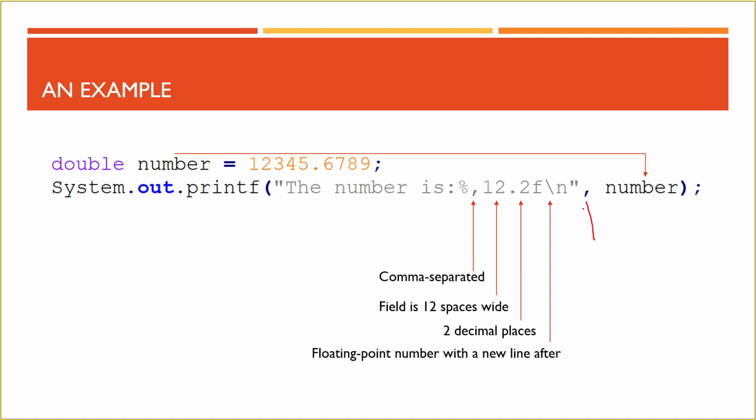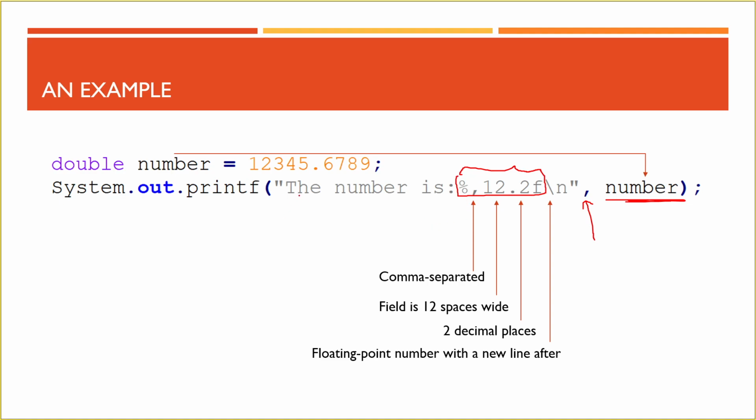Notice the comma that separated it. Over here is my variable. See how I have double number here? I'm referencing that variable here. So let's talk about this format specifier, which is this stuff right here.